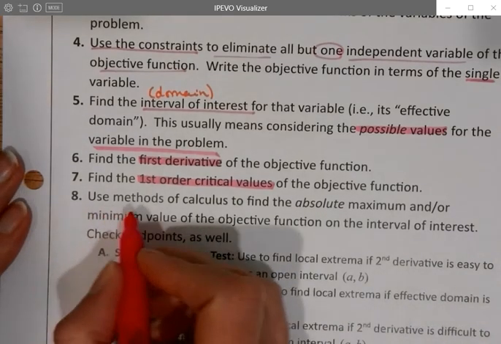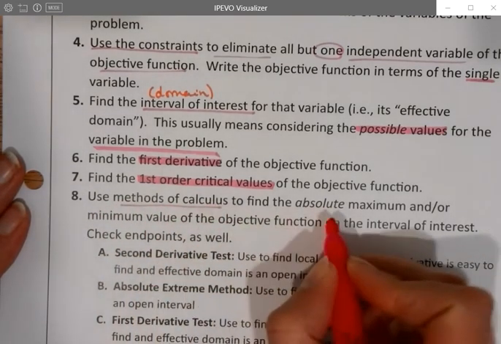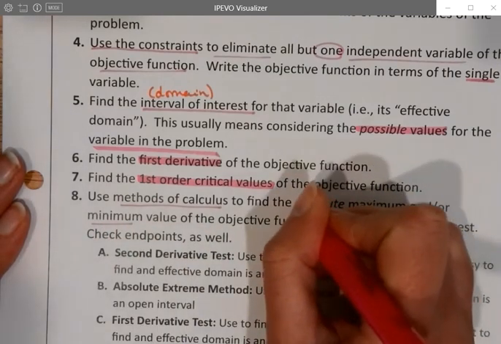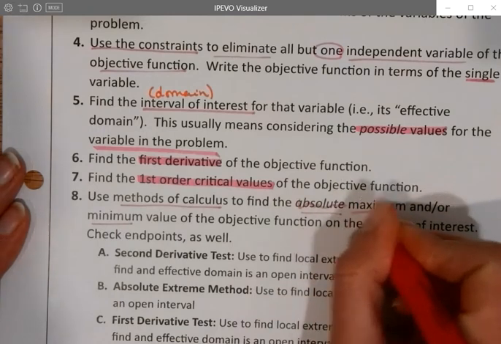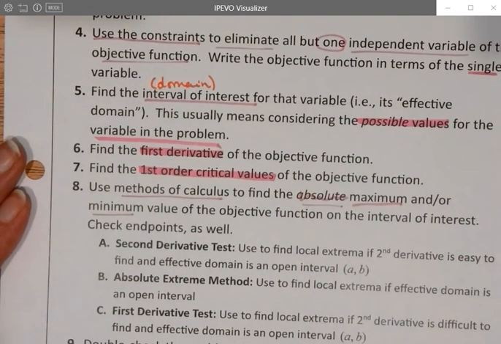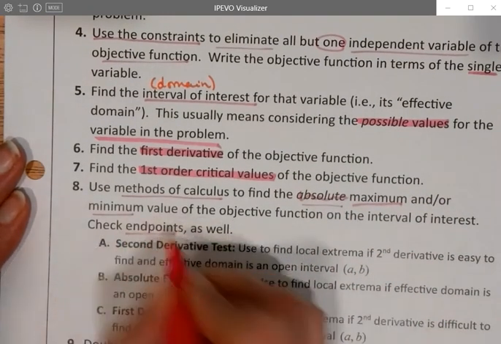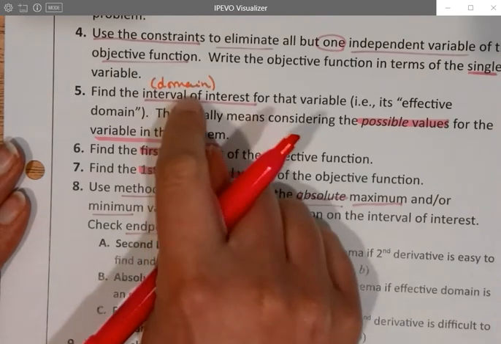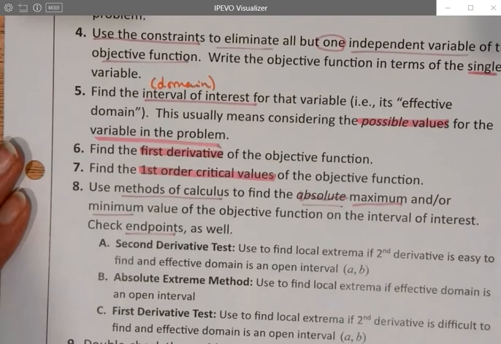Then in step 8, we're going to use some methods of calculus to determine whether it's an absolute max or an absolute min. We are looking for absolutes here, so absolute maximum or absolute min. And so you do need to make sure you check the endpoints as well, which is why that interval of interest is so important. It needs to be a closed interval of interest.